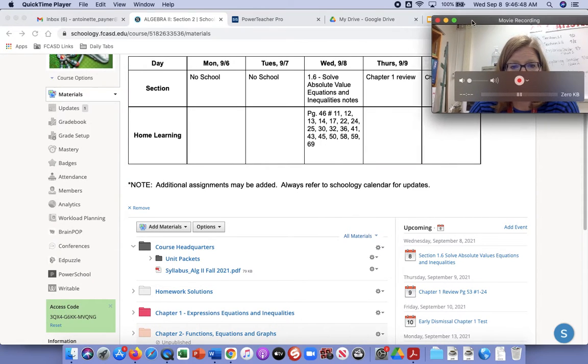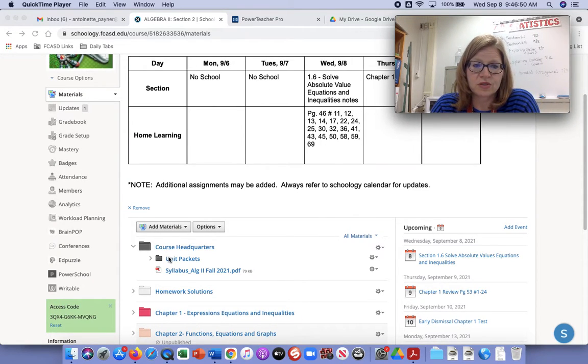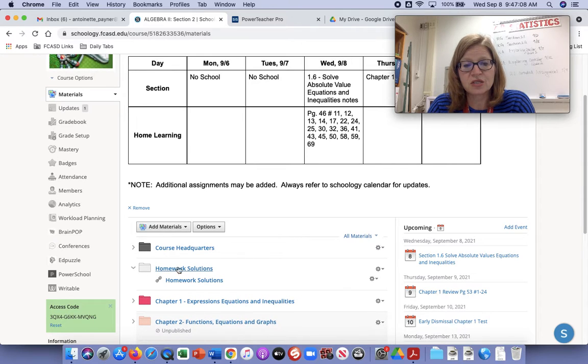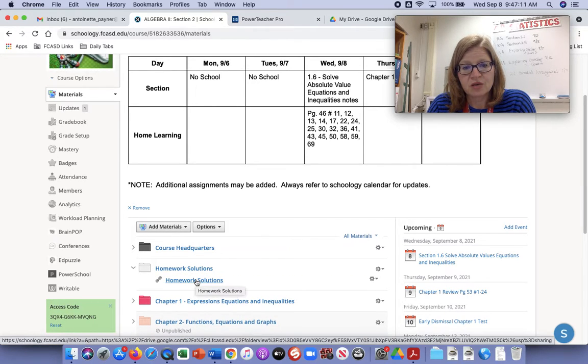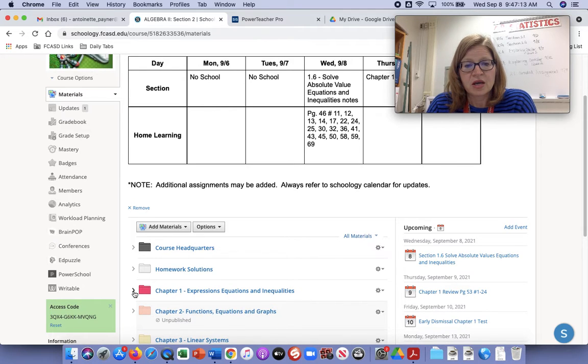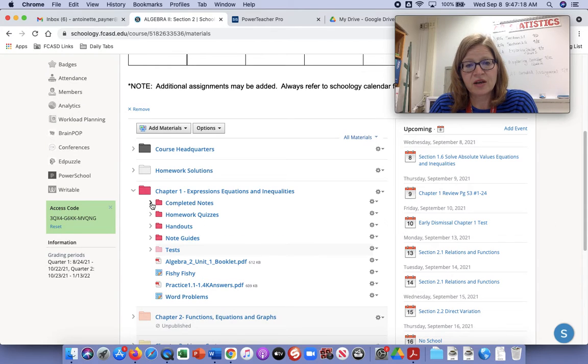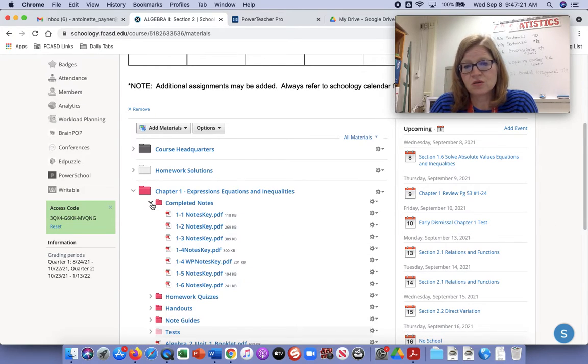The other thing here on Schoology, in this course headquarters folders, these are the packets. So if your kid loses that booklet or whatever, I do have extras, but they could also come out here and print it. Or if they were sick for a long time and they didn't bring it home with them, they could come out here and print it. Here's the syllabus. I was mentioning that they can check their homework solutions. So here's a link for them to check their homework solutions. In any given chapter folder, they can find completed notes here. So if they were to miss a day, they could just find the notes there.